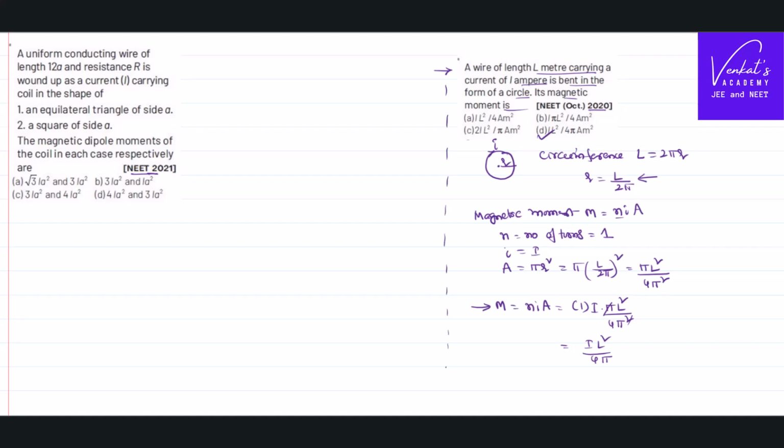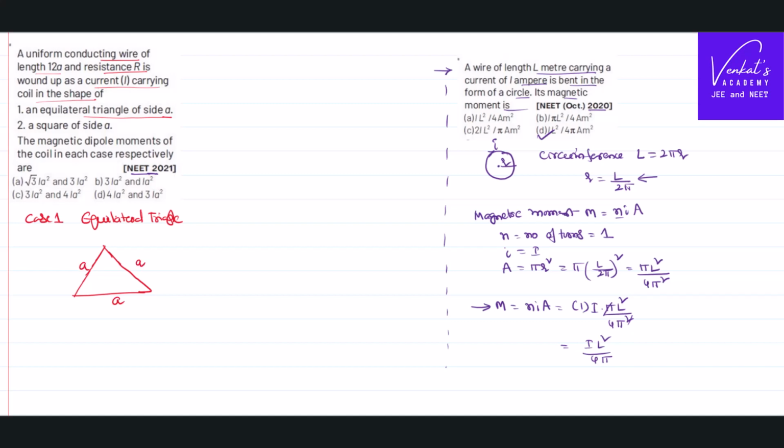Once if you solve that problem, this other problem becomes quite easy. Look at this problem. A uniform conducting wire of length 12 A and resistance R is wound up as a current I carrying coil in the shape of an equilateral triangle of side A. So, let us consider case 1 as an equilateral triangle. When a wire is bent like an equilateral triangle, if you draw an equilateral triangle, this is how it looks like. It was given that each side is A. So, this is A, this is A, this is A.